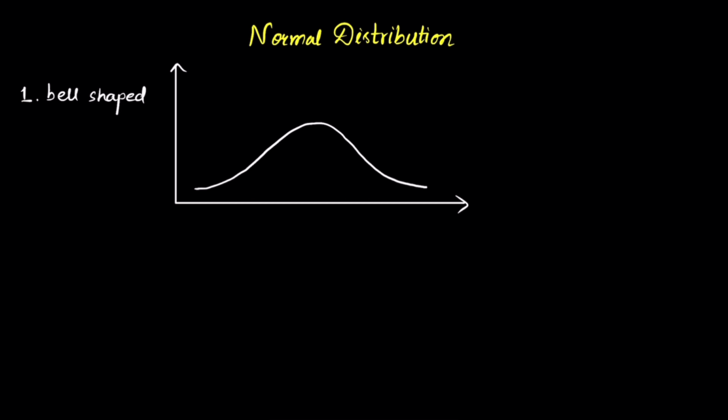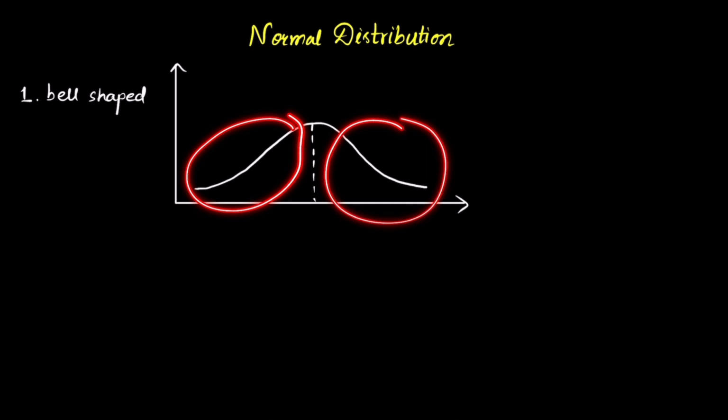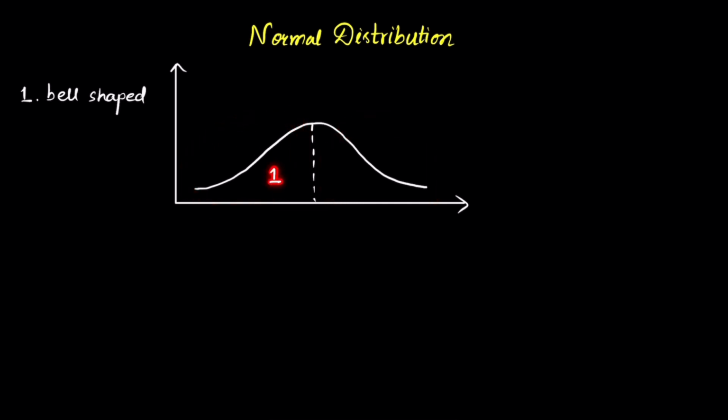Second, when you draw a perpendicular line from the middle of the graph, it will divide the graph into two equal halves. So this is one half and this is the second half, and both of these halves are equal. So we can also say that normal distribution is bilaterally symmetrical. Let me explain this even better.